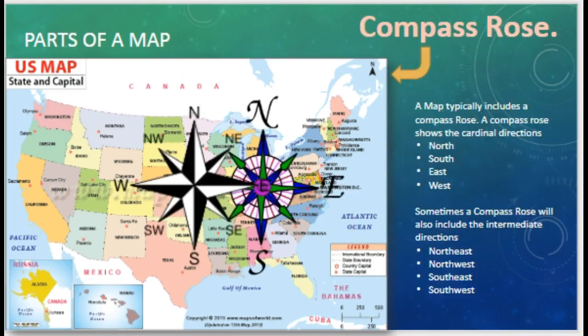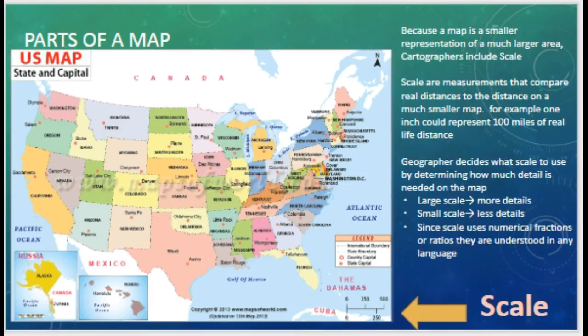The compass rose. A map typically includes a compass rose. A compass rose shows the cardinal directions: north, south, east, and west. Sometimes a compass rose will also include the intermediate directions: northeast, northwest, southeast, southwest. Continuing with parts of a map.